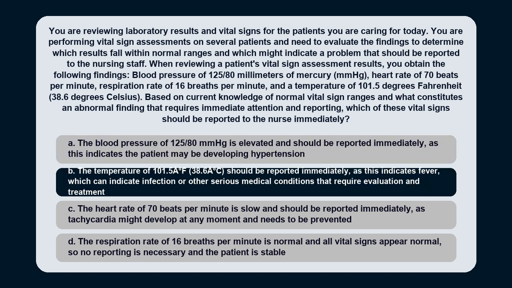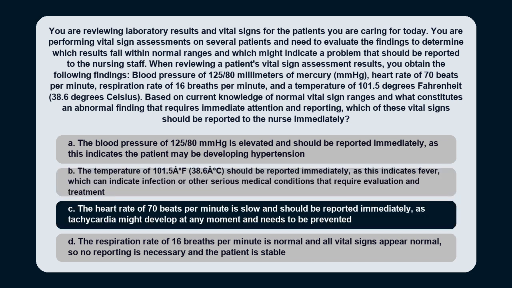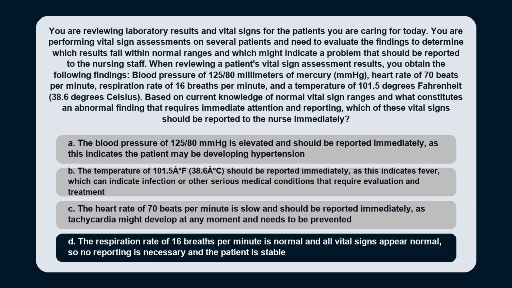The temperature of 101.5 degrees F, 38.6 degrees C, should be reported immediately, as this indicates fever, which can indicate infection or other serious medical conditions that require evaluation and treatment. Option C. The heart rate of 70 beats per minute is slow and should be reported immediately, as tachycardia might develop at any moment and needs to be prevented. Option D. The respiration rate of 16 breaths per minute is normal and all vital signs appear normal, so no reporting is necessary and the patient is stable.